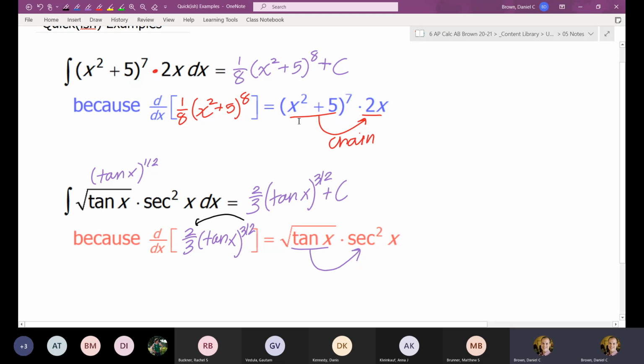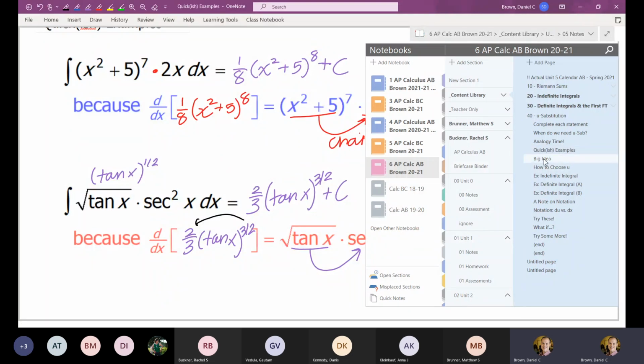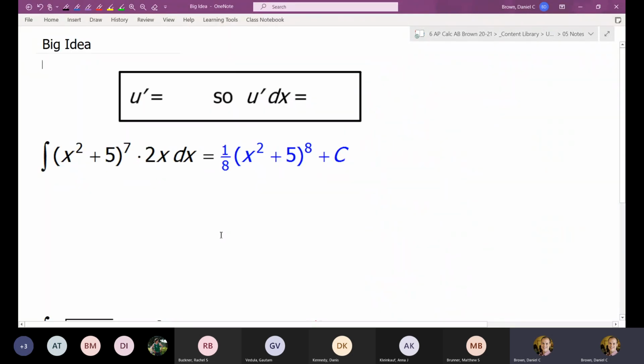So I do want to show you where this thing called u substitution comes from. I know there's a third problem there, but I'm going to skip it for now. I'm going to talk about the big idea right now, and then we'll look at some new examples. So I'm going to show you where it comes from.